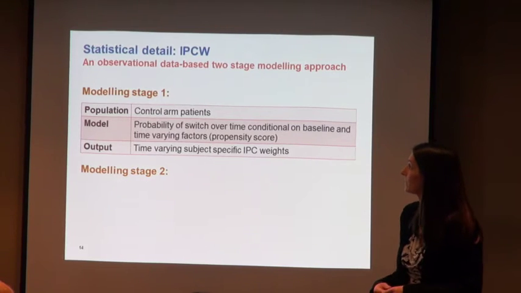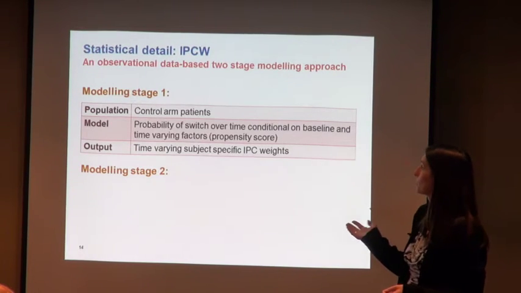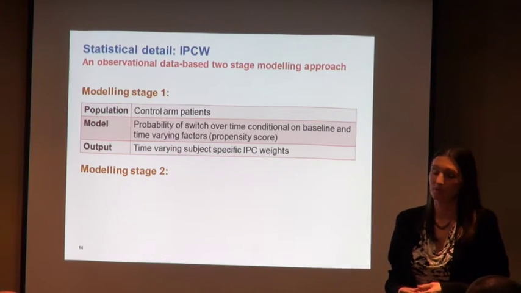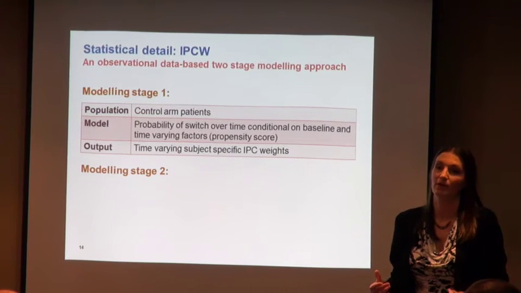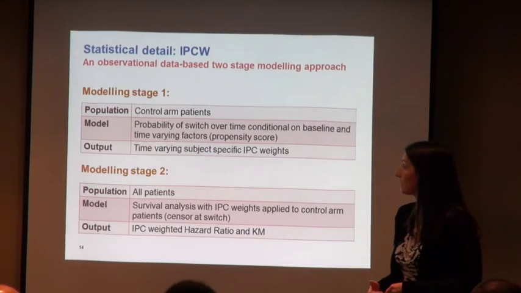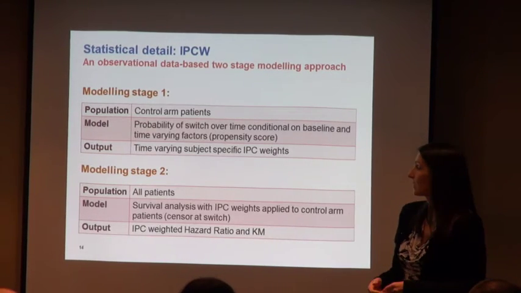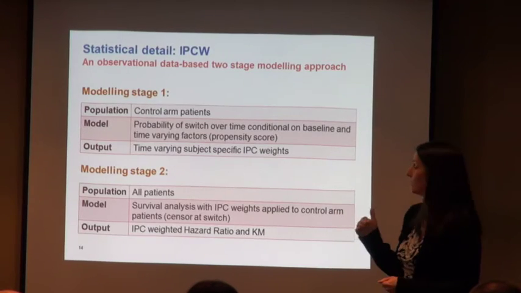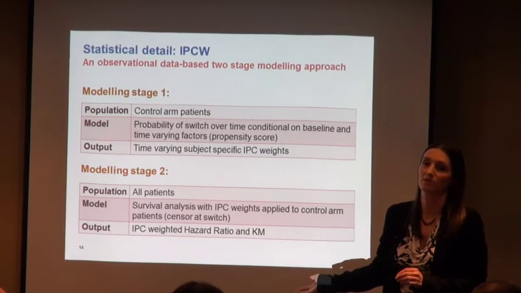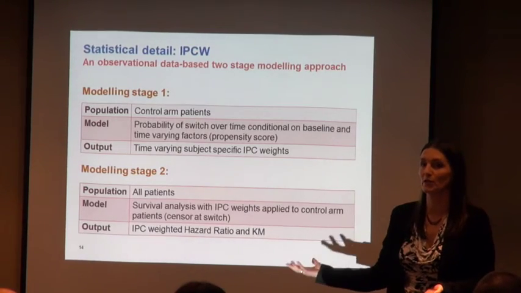And just to talk about that in a little bit more detail, it's a two-stage approach, really. In stage one, you look at the control arm patients and you model the probability of switch over time, conditional on their baseline and their time-varying factors. It's essentially using a propensity score. And out of that, you get time-varying subject-specific weights. And then you apply those in a survival analysis, a weighted survival analysis, and you come out with a weighted hazard ratio in Kaplan-Meier. So one important thing to note from this is that you don't adjust individual patient times to remove the effect of switching. You just get an overall weighted hazard ratio in Kaplan-Meier. So that can sometimes mean you have to take some special considerations later on if you're going to use that to do further modelling.